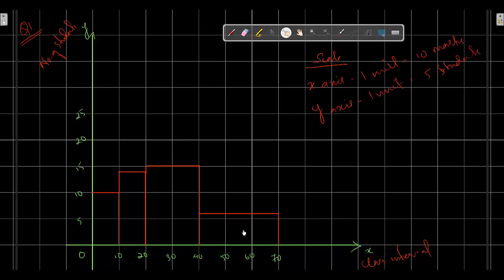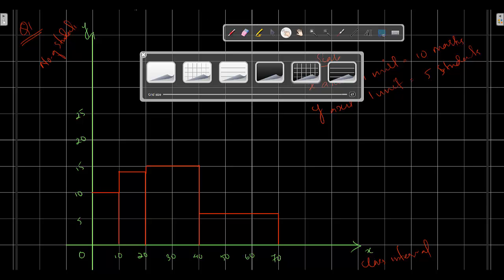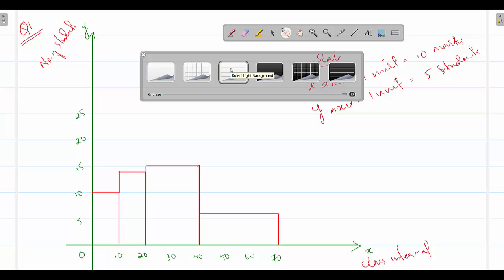So every time you have to first carefully look into the class interval. If the class interval that is given in the question is equal, then it is very easy to make. But if it is unequal, then you have to first adjust the frequency and then make the histogram. Clear? And there is a difference between bar graph and histogram. I'm sure you are aware of that. In bar graph, there is a space. You can put space in between. But in histogram, there is no space. Okay, let me just change the background. Clear?